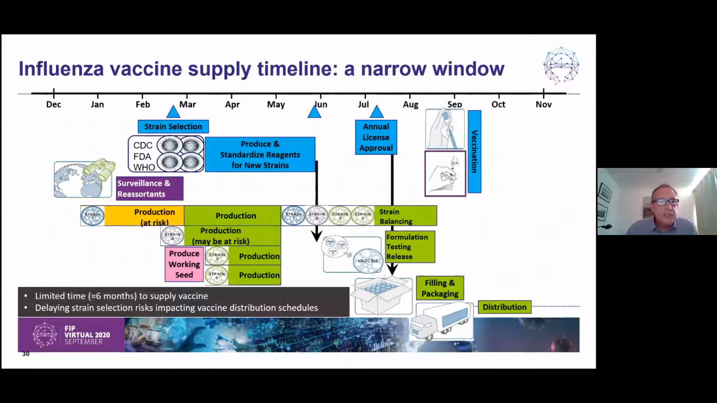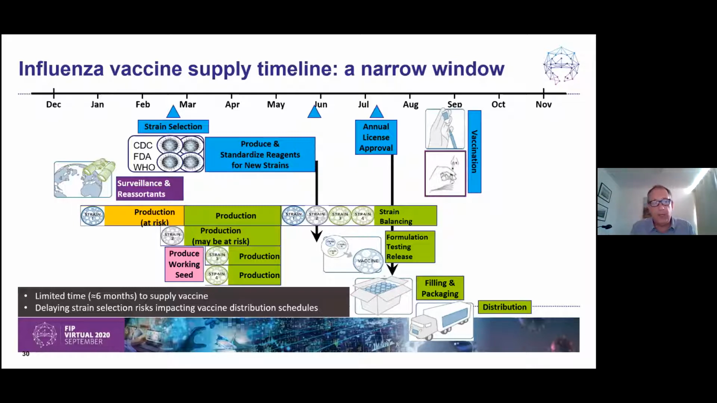So you can see, this is for Northern Hemisphere, you can see the strain selection, so the CDC, the FDA, WHO, the GISRS feed that we get, the surveillance and the reassortment work that goes on prior to that, leading up to the Northern Hemisphere winter season. Industry look at that information and they will start producing candidate vaccine viruses at risk. They will do that at risk because, of course, when the strain selection comes along, the WHO might recommend something that manufacturers have not made. So that is the risk element.